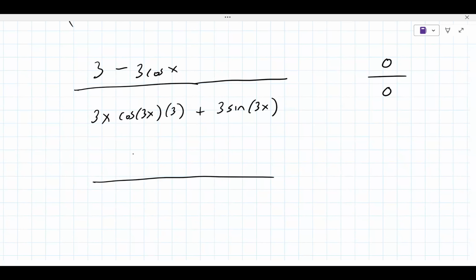So the derivative of the top is 3 sine x. The bottom is unfortunately another product rule. You might rewrite it a little bit, 9x cosine 3x. I know this is a pain. This is potentially a test question. So let's see, another product rule here.